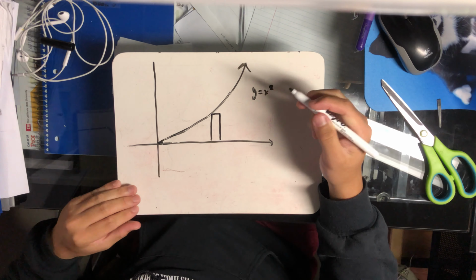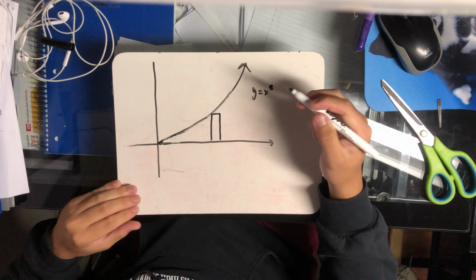Okay. So if we look at the rectangle, the width of each rectangle is dx, right? Dx is the change in x. So from this point to this point, there's a change in x. So that would be the width. So the height of each rectangle would be simply just the function, right?